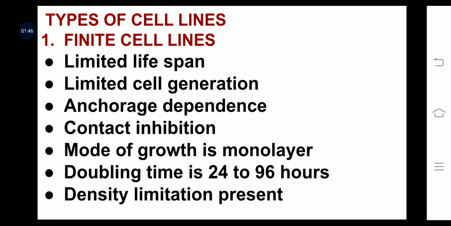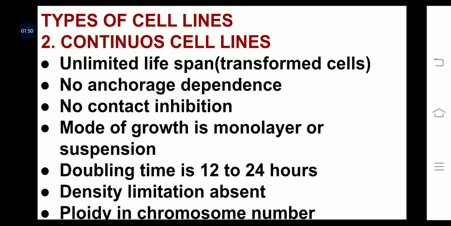Density limitation is present in case of finite cell lines. Coming to continuous cell lines, it has unlimited lifespan. They get transformed and become cancerous. No anchorage dependence, no contact inhibition. Mode of growth is monolayer or suspension. Doubling time is very less compared to finite cell lines. It is 12 to 24 hours.